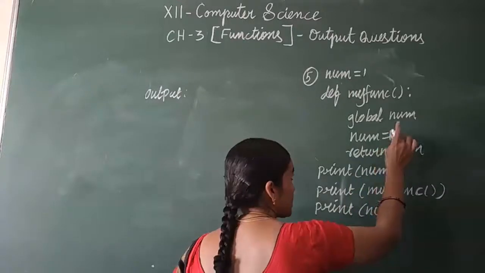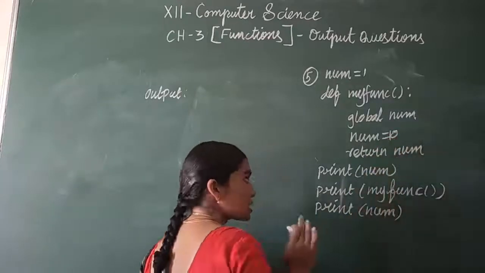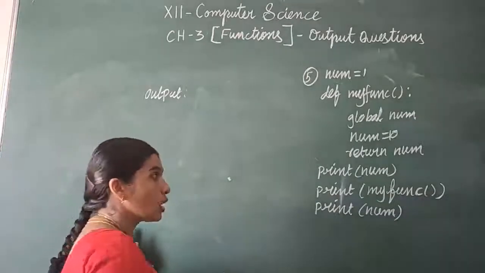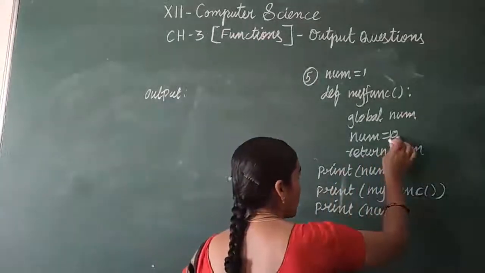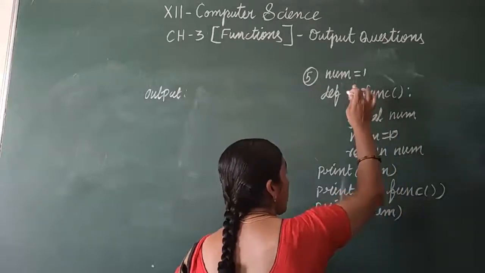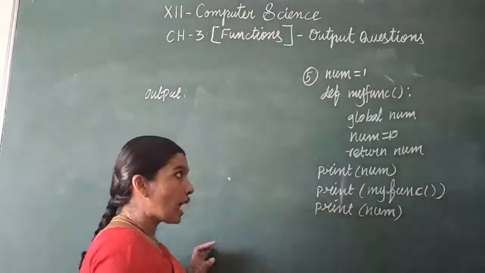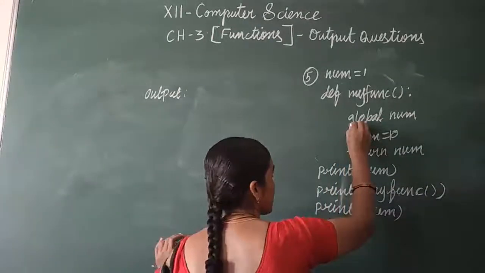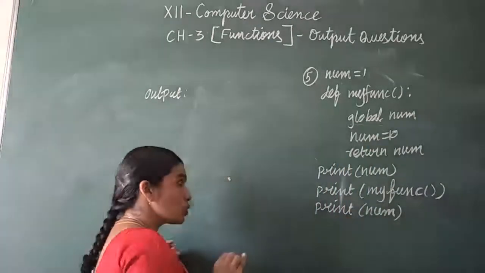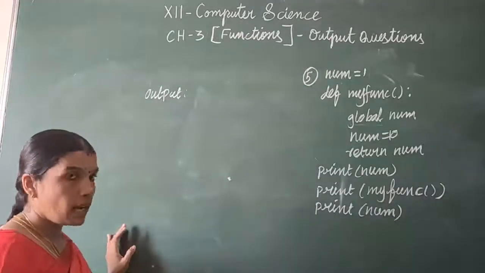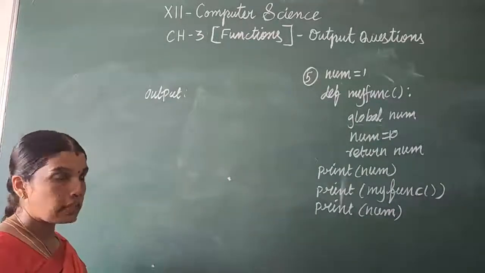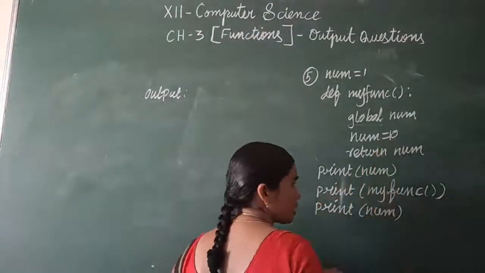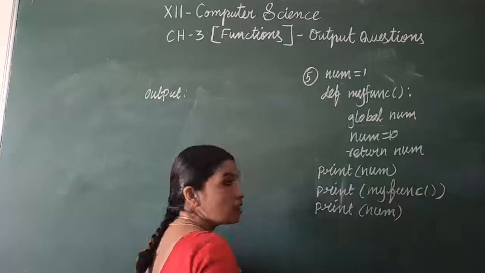Here num is equal to 10. Actually, this is not a local variable. This is a global variable. So here we modify the global variable value inside the function with the help of this keyword. By using the keyword global, we can modify the global variable value inside the function. So it acts as a global variable.